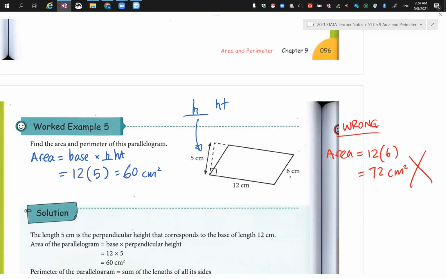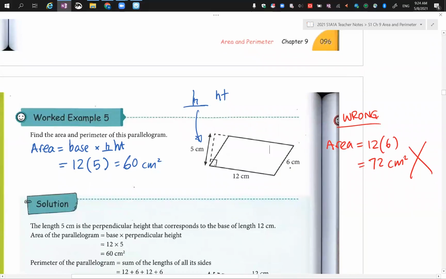Times what? Oh, that's not height. What did I say it was? Perpendicular height. Very important word. Okay, perpendicular height. And that 6 over there is not the perpendicular height. See, this 6 doesn't form a 90-degree angle with the base. I need the 90-degree angle to be shown. That's why we had this dotted line.